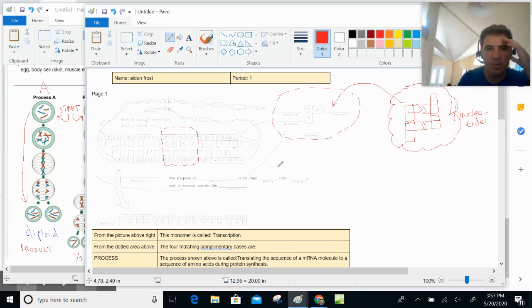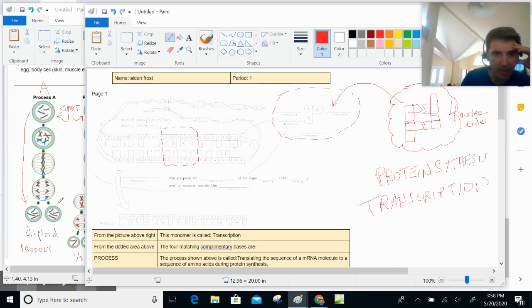Okay. So the whole process is called protein synthesis, and we're making proteins. The first part of protein synthesis is transcription, which means to rewrite. Transcription is the process of creating mRNA out of DNA. This is mRNA. And this is going to make what's called a gene, and a gene is going to let you do protein synthesis.